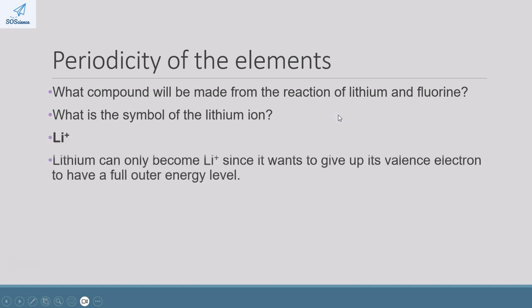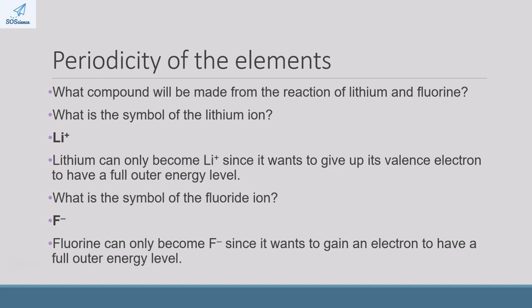So we can fill this in as Li+. Remember that lithium can only become Li+ because it wants to give up its one valence electron in order to have a full outer energy level. It can't make any other ion. And fluorine, or the fluoride ion, also just known as fluoride, is F-, as we just saw on the periodic table. And remember that it can only become an F- because it needs to gain one electron to have a full outer energy level.